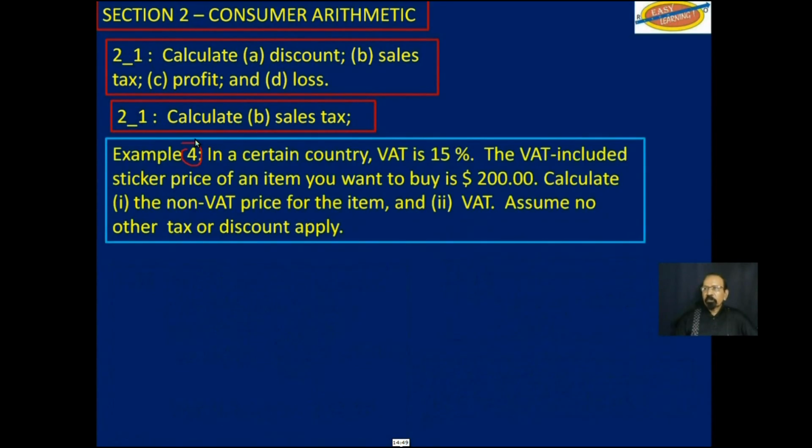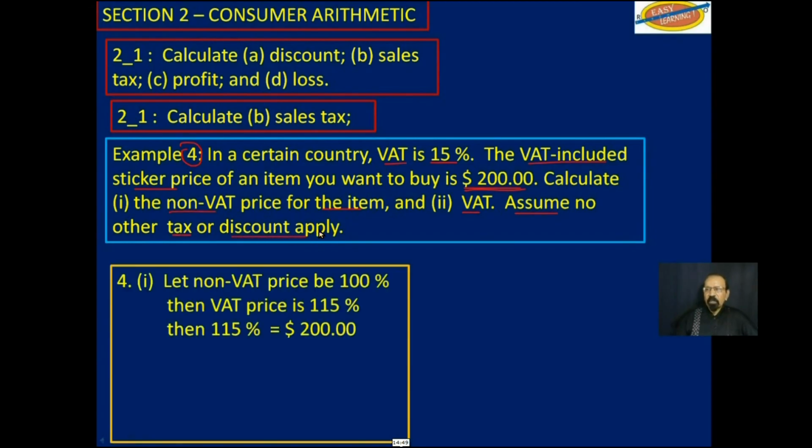Example 4. In a certain country, VAT is 15%. The VAT included sticker price of an item you want to buy is $200. So VAT is already included in that. Calculate the non-VAT price for the item and 2, the actual VAT. Assume no other tax or discount applies.